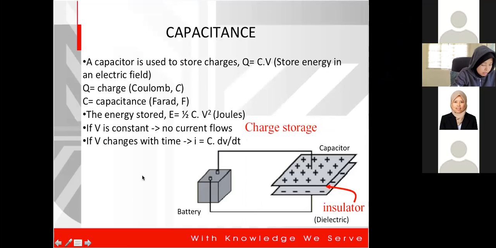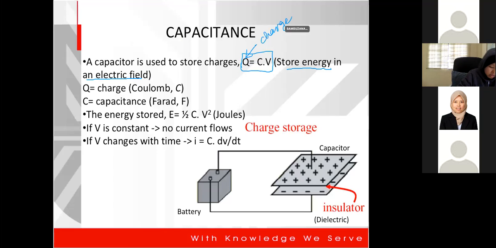Okay, capacitance. A capacitor is used to store charges. The capacitor is used to store charges, and the equation is Q is equal to C multiplied by V. Then it stores energy in an electrical field. Q is charge, C is capacitance, and V, you know, is voltage. Capacitance has the unit farad, F, so the values are usually small.